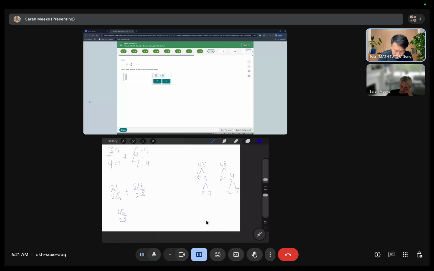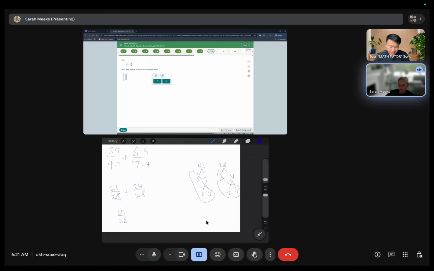Now, none of these prime factors are the same. There's none. Had it been anything the same, you could cross cancel. So the answer is done. It's 45 over 28.